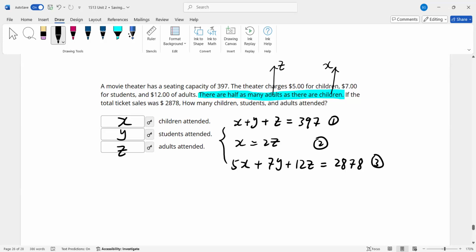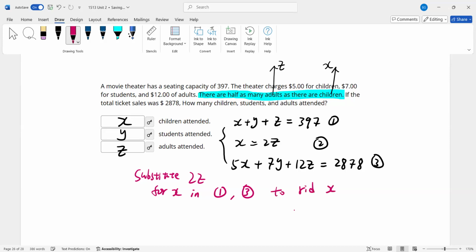So we can eliminate variable x first because x equals 2z. You can plug in or substitute 2z for x in equations 1 and 3. You will see variable x will be eliminated. And then you will have a system with 2 variables only, and then you try again. So I'm going to leave the solving part to yourself. We focus on the modeling part.